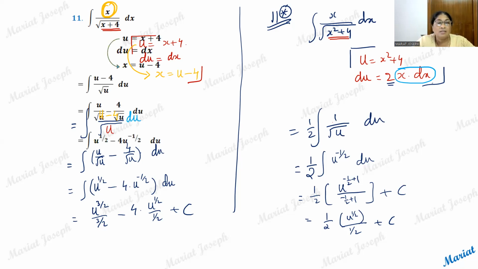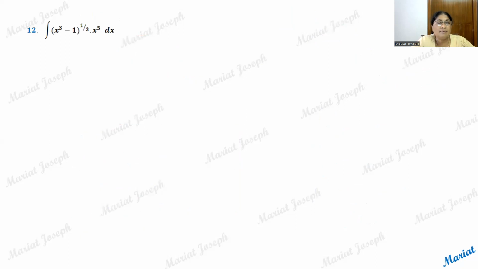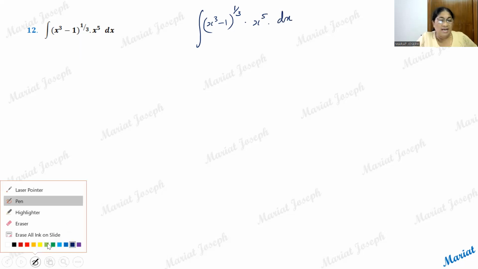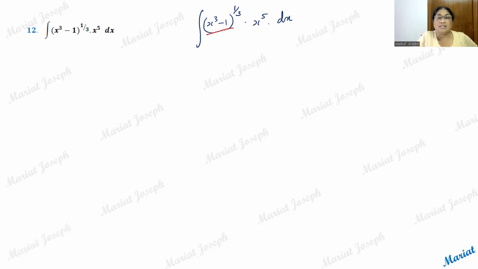Next is question 12. All of you copy down question number 12. Question 12 is the integral of x cube minus 1, to the power 1 by 3, into x raised to the power 5 dx. We have two factors. This is one factor, this is another factor. Now look. Have you all copied the question?